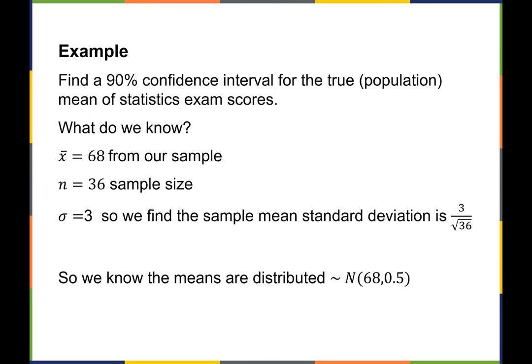So what do we know from this example? Well, let's write down what we know. We know X bar is 68. We either computed that or somebody told us it was that. We know our sample size is 36, and we know our population standard deviation is 3. So we can find the sample mean standard deviation to be 3 over the square root of 36, which turns out to be a half. So we know the averages for the statistics exam scores is distributed normal with a mean of 68, the same mean, and a standard deviation of 0.5.